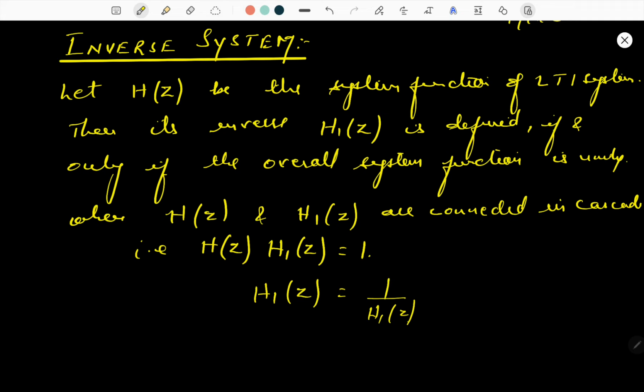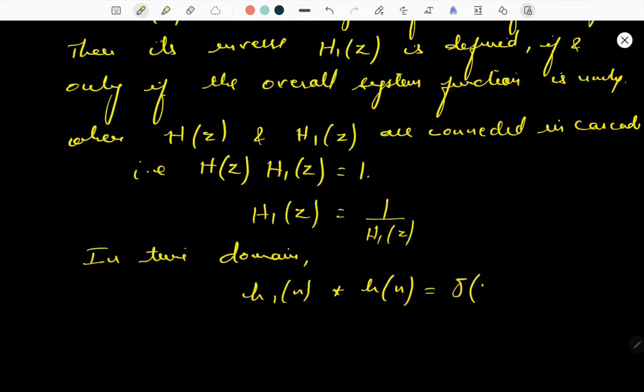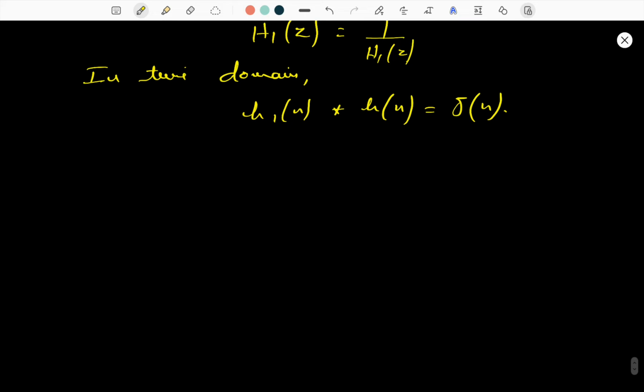And in the time domain, this is equivalently described as h1(n) convolved with h(n), which should be equal to delta(n), the impulse function. All right, so this is all about the inverse function. With one example we will also discuss this, then it will become easier.